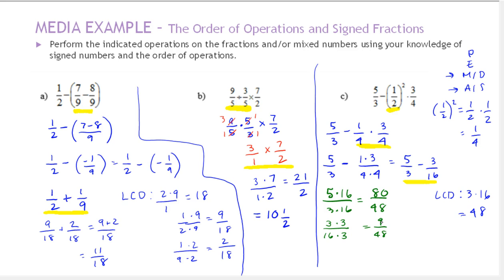So now I can create an equivalent expression, replace 5/3 with 80 over 48, minus, replace 3/16 with 9 over 48, subtract the numerators, and we have 71 over 48. This is an improper fraction. I believe 71 is prime. You can verify that yourself.